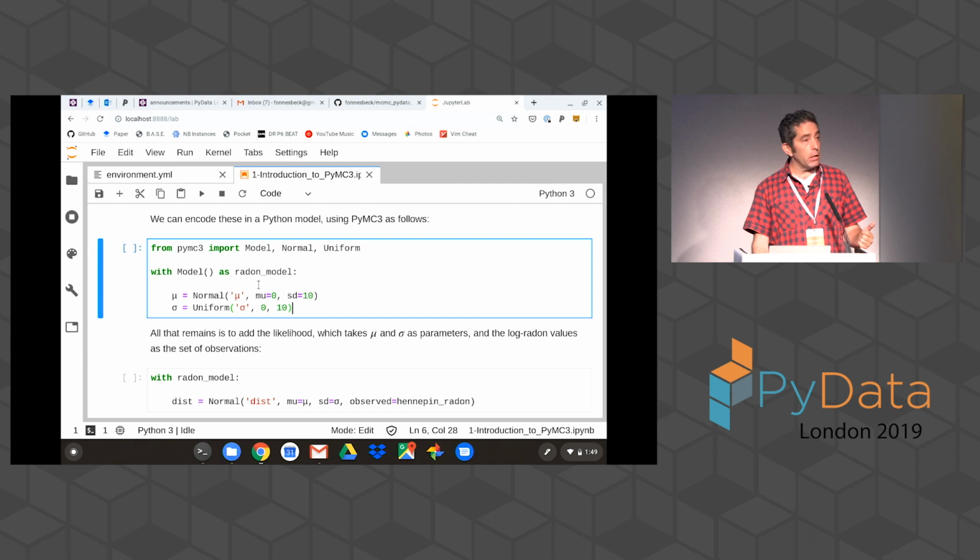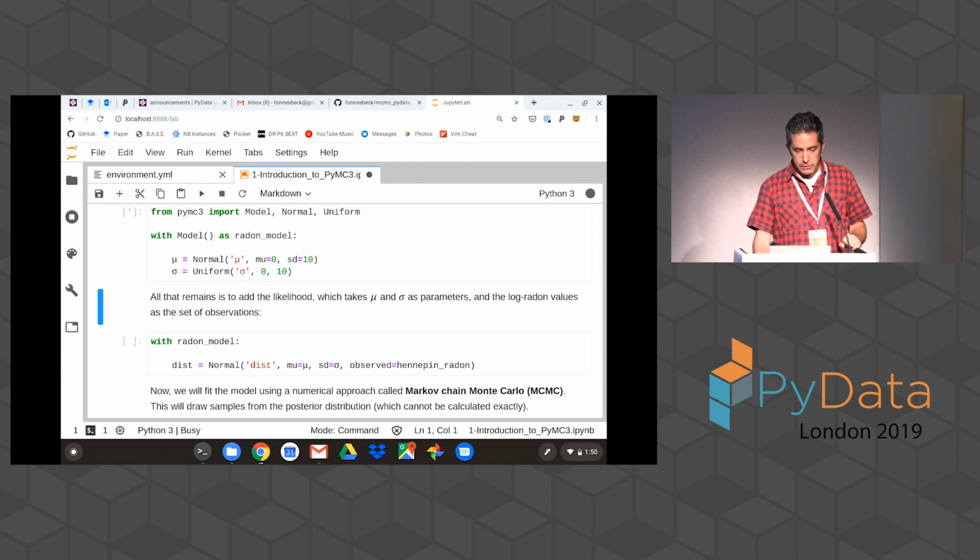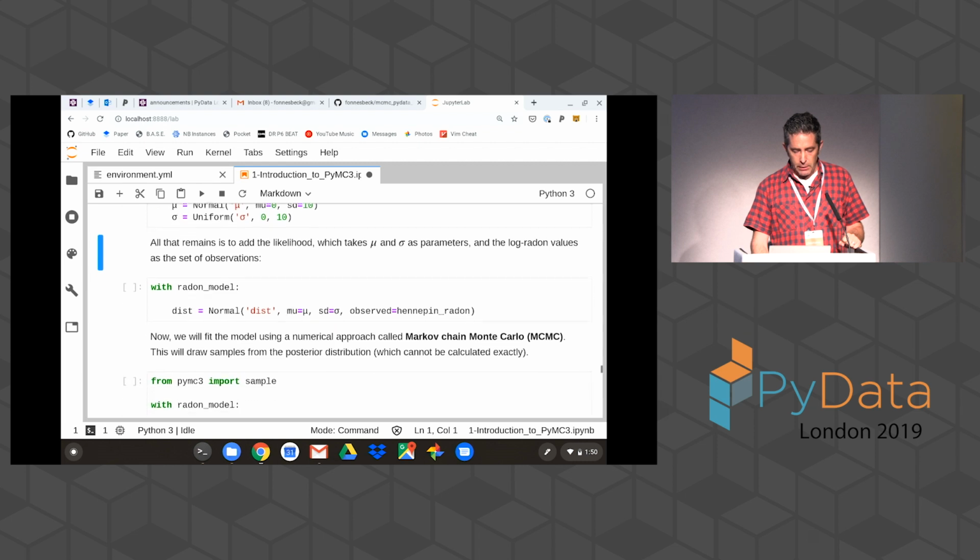Right? So I have a model. I'm going to call it radon model, so I can open it up later and add more things to it. And then here's my normal. Because we're in Jupyter, we can use Greek letters, which are cool. So there's mu and sigma. Looks, again, just like the whiteboard. All right, so those are the first elements.